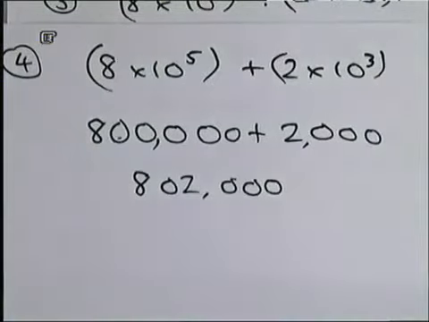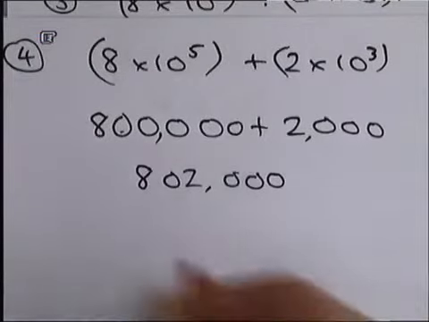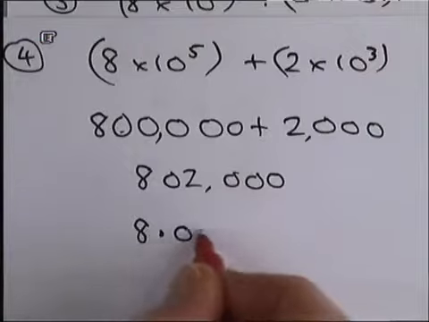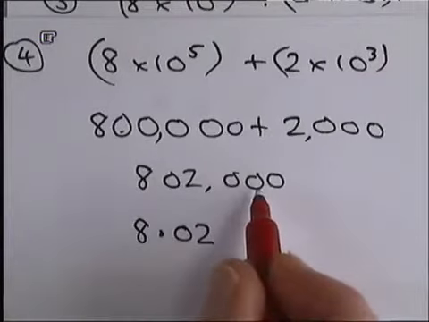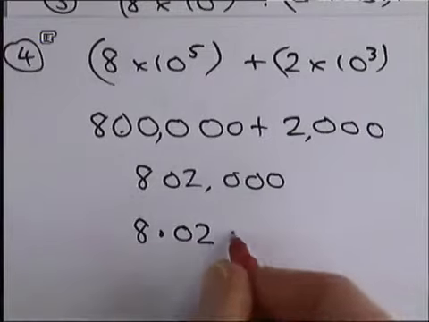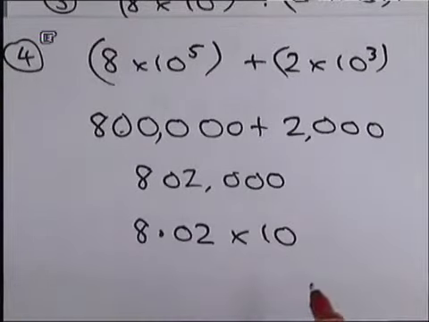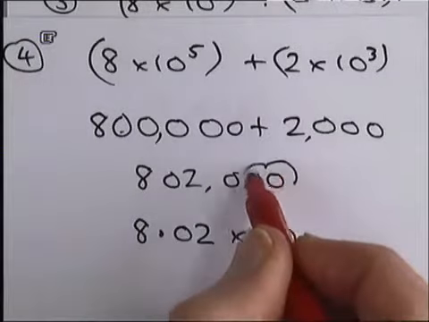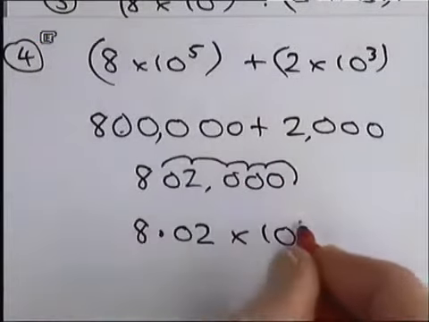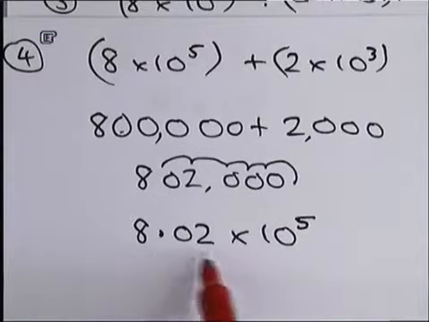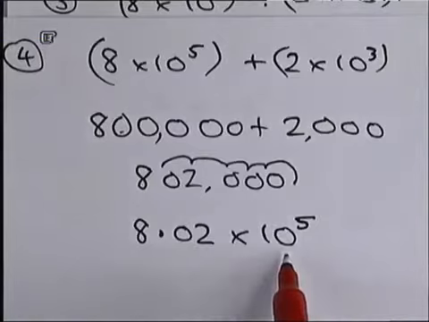802,000. Then I can change that back into a standard form number. I will write 8.02, ignoring the noughts at the end, making sure this number here is between 1 and 10. Then I put my times 10, and the decimal point must have been here, and I've moved it 1, 2, 3, 4, 5 times. So the answer to the question here is 8.02 times 10 to the power of 5.